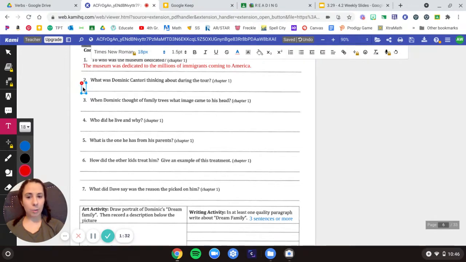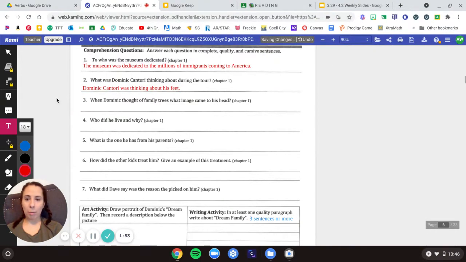So let's try the next one. What was Dominic Cantori thinking about during the tour? First one, we need to start with a capital letter and reuse part of our sentence. So Dominic Cantori was thinking about, what was he thinking about? Oh yeah, his feet. Remember? All he could think about was his feet and how tight and cramped they were in there. You might have added that onto your sentence too, about his feet being cramped in his shoes, or how his shoes were too small. Something that goes along with him thinking about his feet is fabulous.